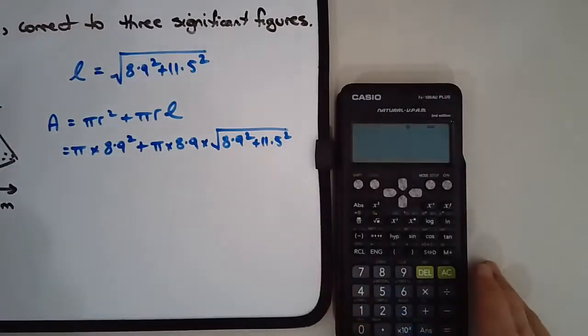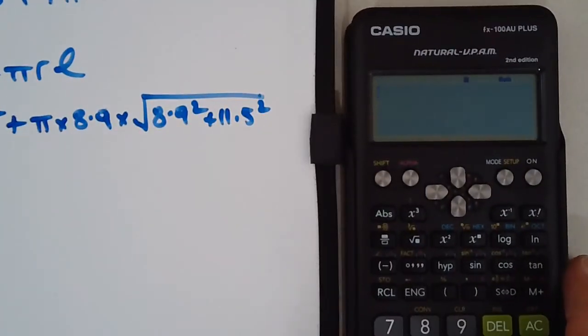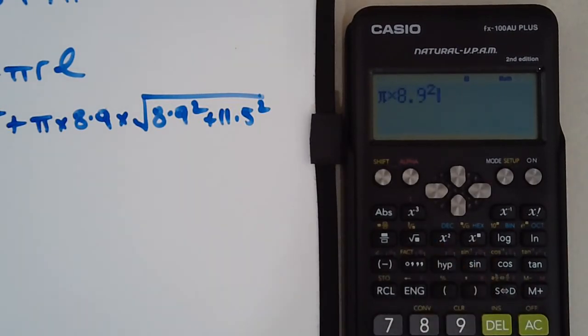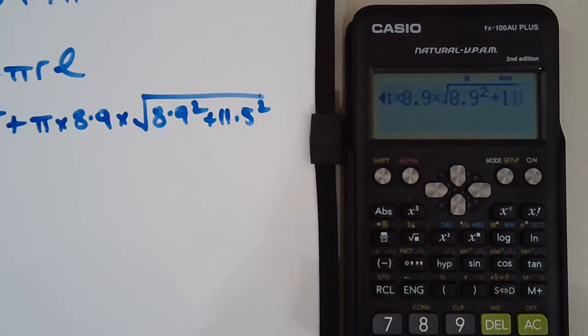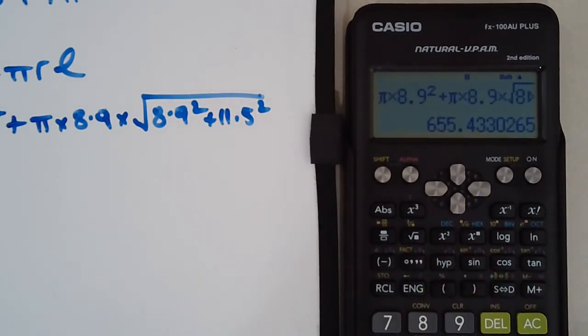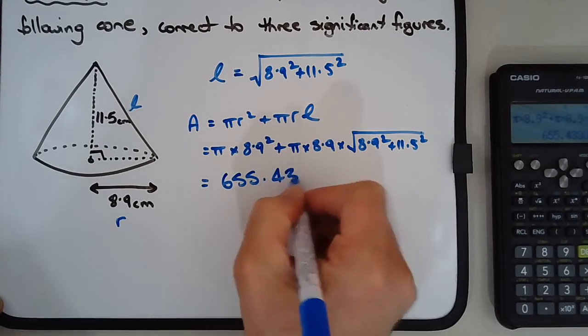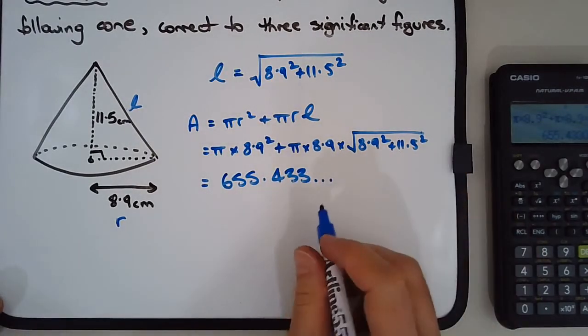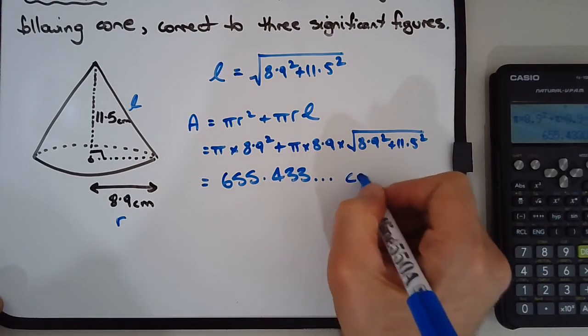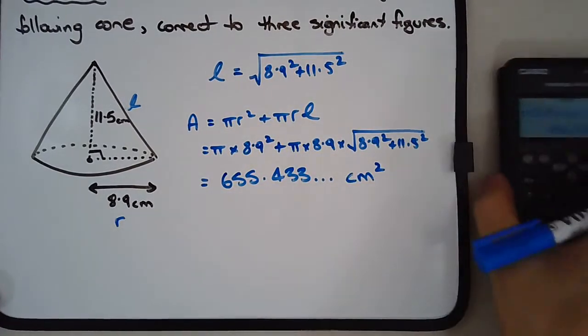And now we can just enter it into the calculator and evaluate this expression directly and round it accordingly. So I might just zoom in on the calculator screen. It's going to be pi r squared, so shift pi multiplied by 8.9 squared, plus pi r L. So pi multiplied by 8.9 multiplied by the square root of 8.9 squared plus 11.5 squared, and we get 655.433 and it keeps going on, and that's square centimeters, because we are dealing with surface area, not volume.